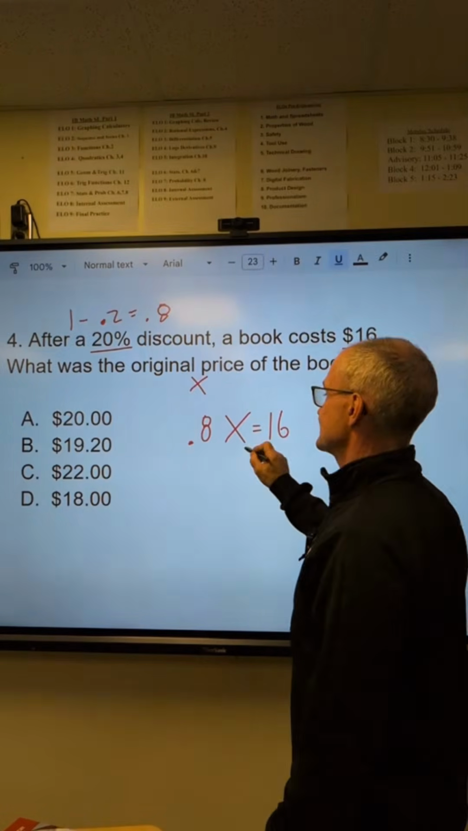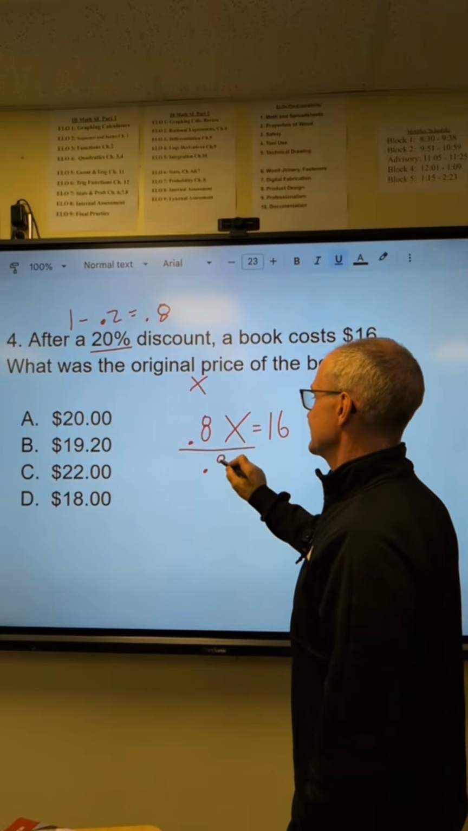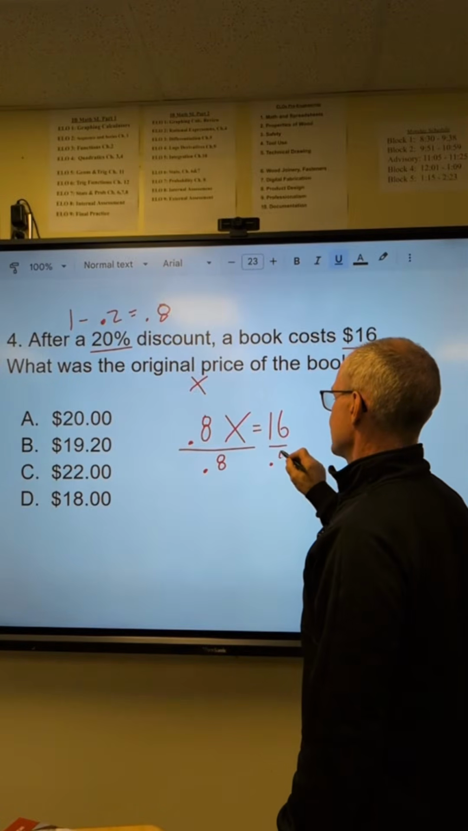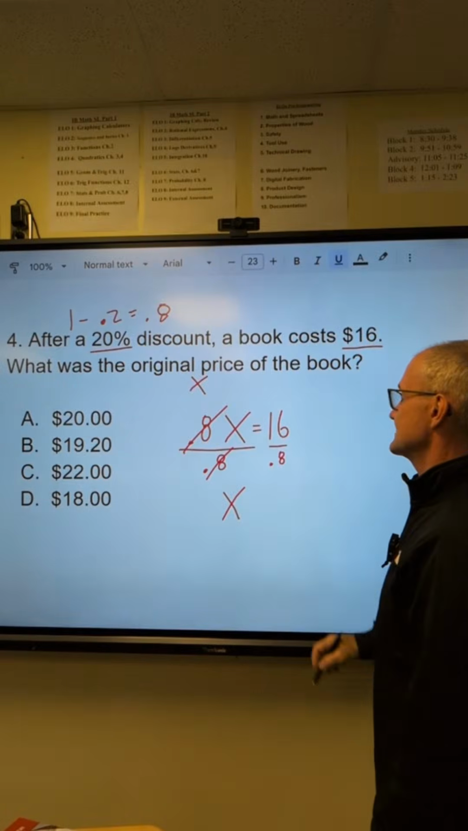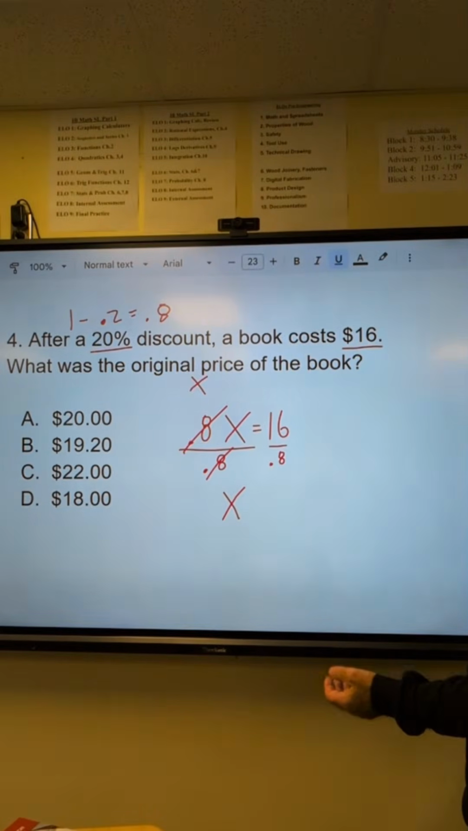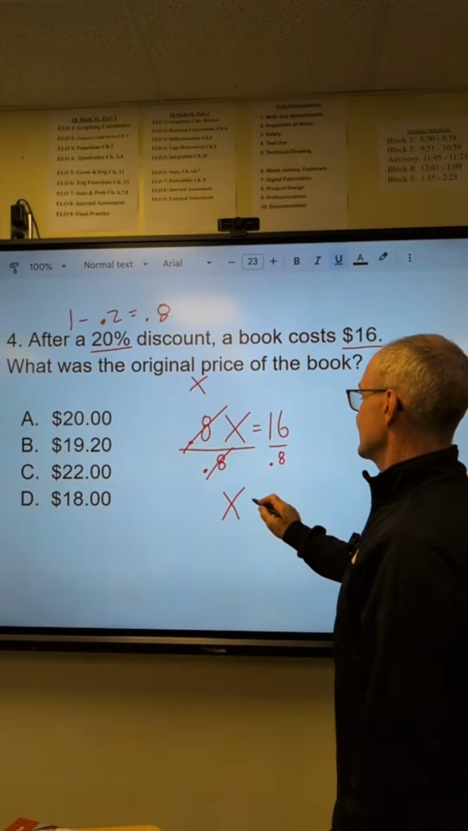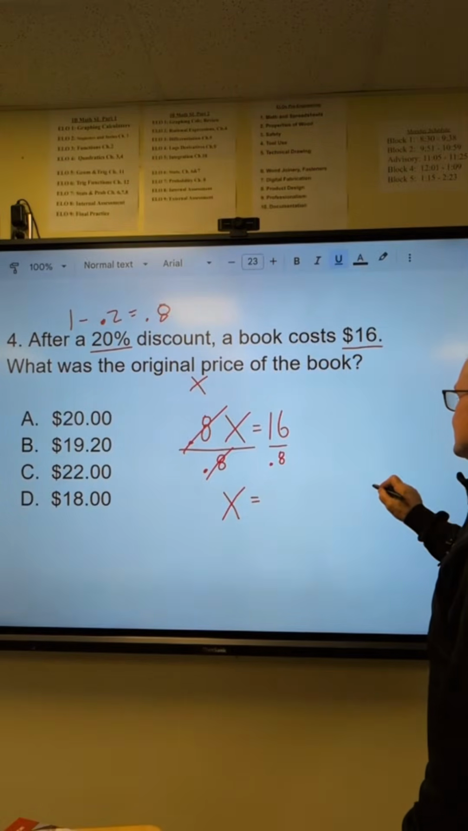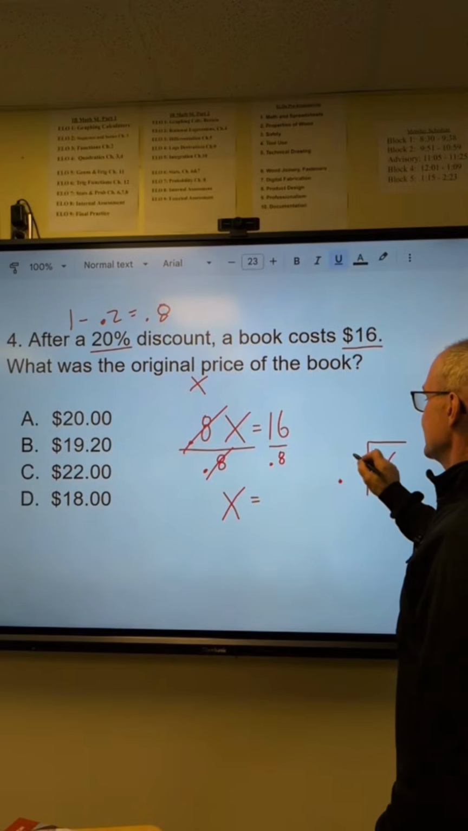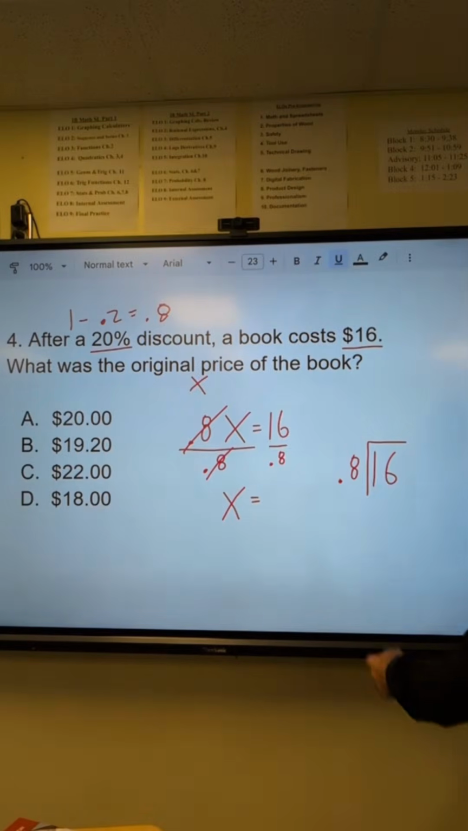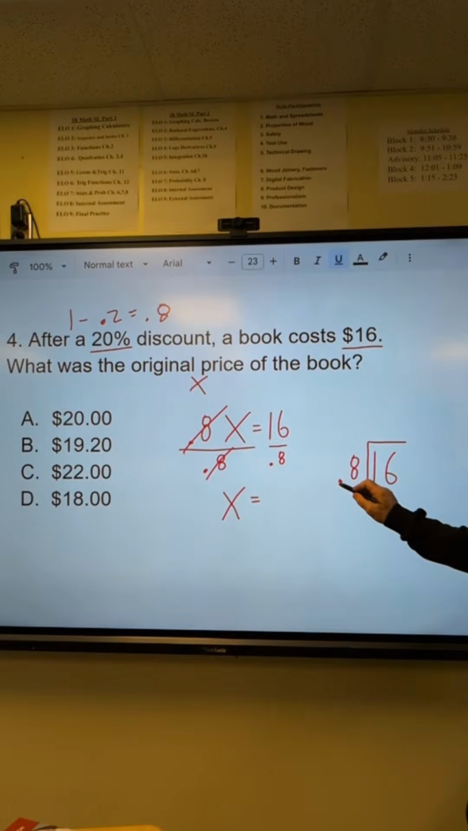I'm going to divide both sides by 0.8. These are going to cancel. That gives me X by itself. I have to do 16 over 0.8. So what I'm saying there is 16 divided by 0.8. To divide those, I need to get rid of the decimals. I got to move this over 1. Decimals here, I'm going to move it over 1 to give me 160.